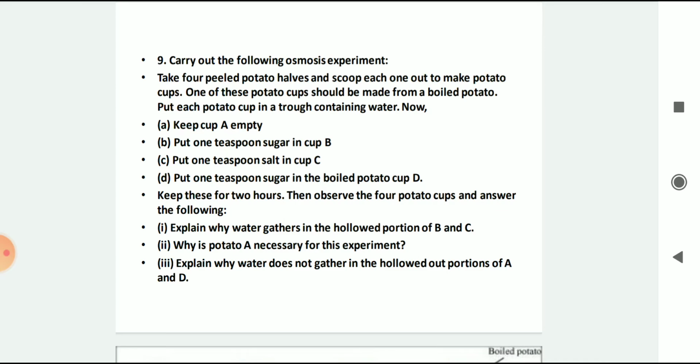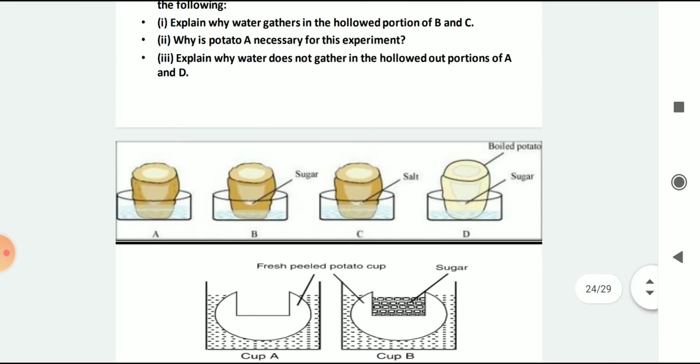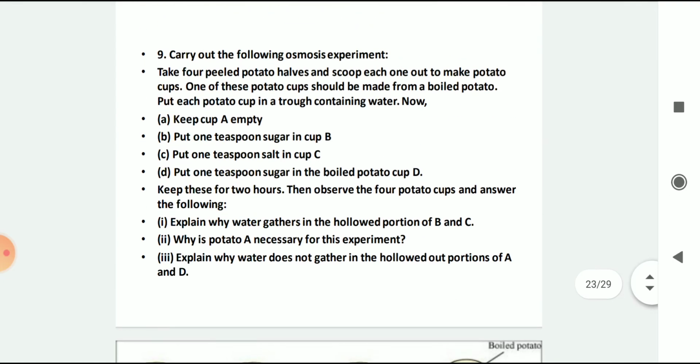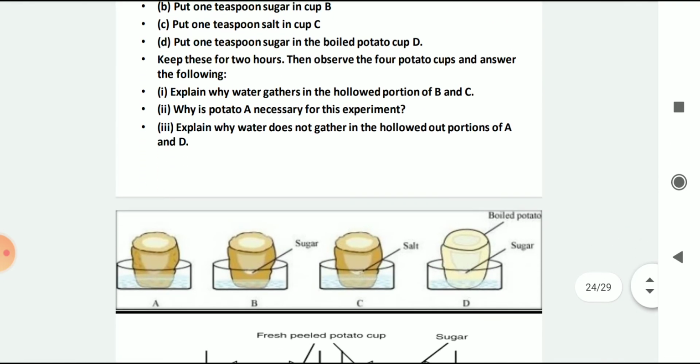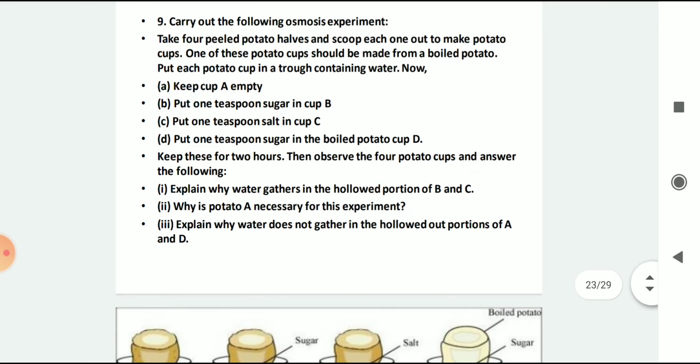हम 1 टीस्पून शुगर डालेंगे. You can use that grinded sugar also, उसको आप पीसी हुई जो शुगर रहती है आप उसको कप बी में डालेंगे. देन कप सी में you will put 1 teaspoon of salt. कप डी में जो कि बॉइल्ड पोटैटो था हमारा, we will put 1 teaspoon of sugar. अब हमें इसे 2 घंटे के लिए रख देना है.